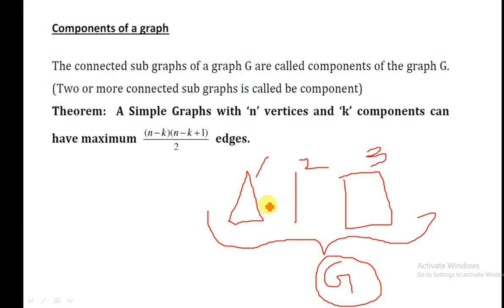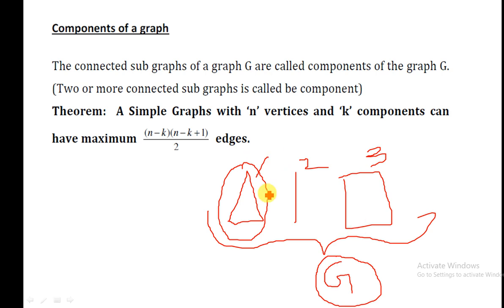So if I take a subgraph, it is one of the subgraphs of this graph G. So don't consider that 3 graphs are inside this graph. It is nothing but only one graph. This one graph contains 3 components. That is called the components of a graph.